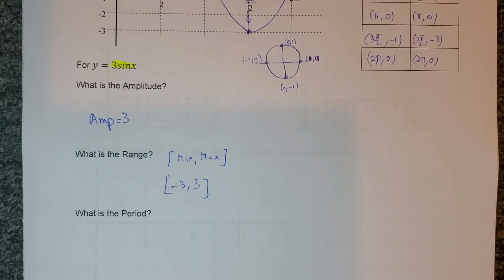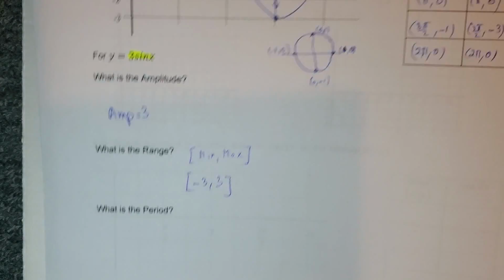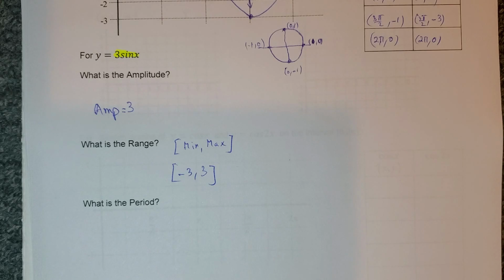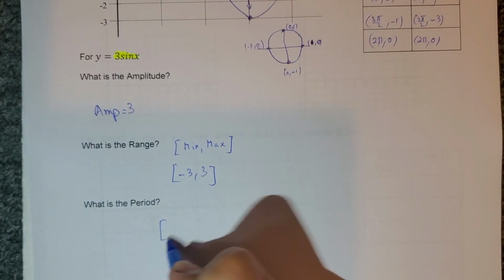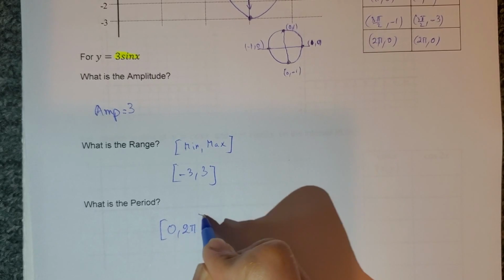So what's the period of this one? So the period of this one, as you can see, we just do one normal cycle. So we start from 0 to 2 pi. So 0 to 2 pi.